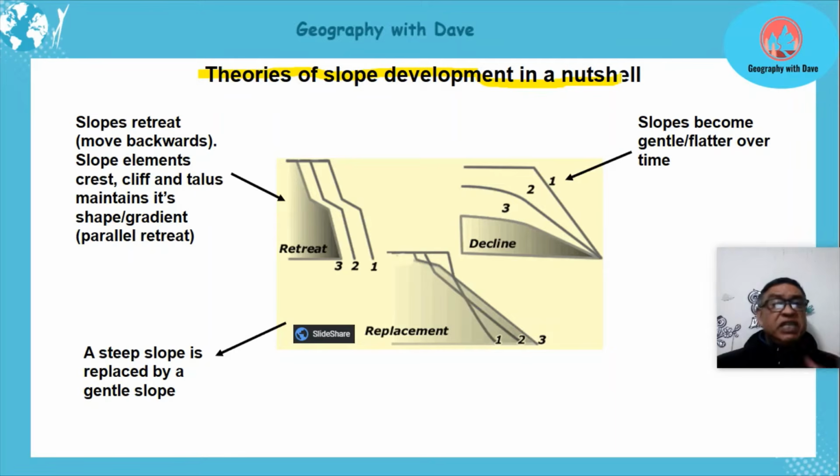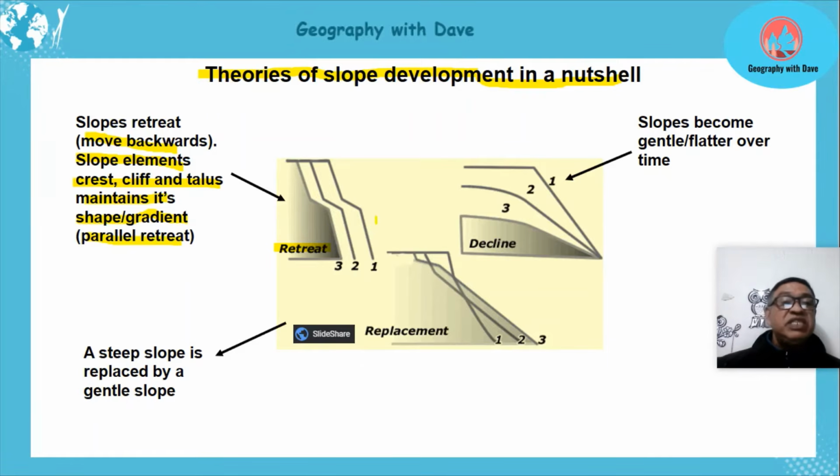And remember this, I'm going to take the same one and create some questions on it later. Okay, we look at retreat, one of the ways, slope retreat. All right, here the slope moves backwards. Slope elements, crest, cliff, talus, maintain their shape and gradient. That is what we talk about, parallel retreat.